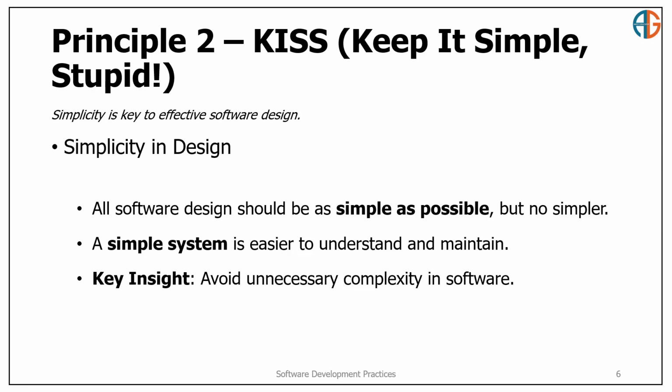Principle 2. Keep it simple, stupid. Simplicity is the key to effective software design. Simplicity is your best friend in software development. Overcomplicating things often leads to errors, bugs, and systems that are difficult to maintain. When I say simple, I don't mean taking shortcuts or ignoring important details. Instead, it's about eliminating unnecessary complexity. Complex designs may seem smart, but simplicity is where the real genius lies.